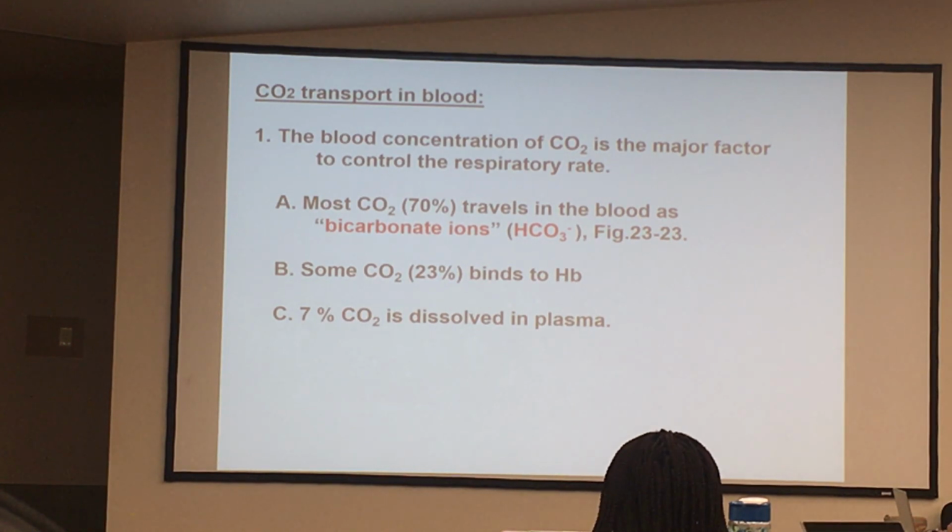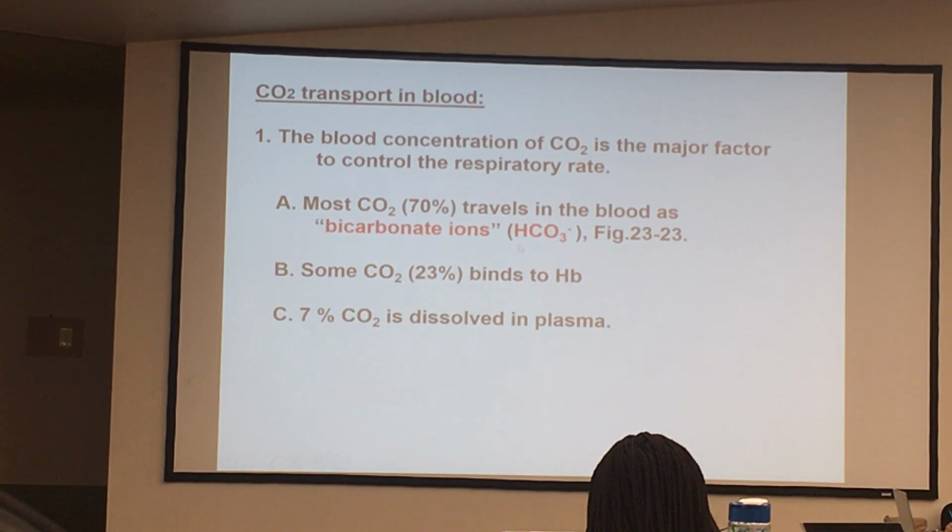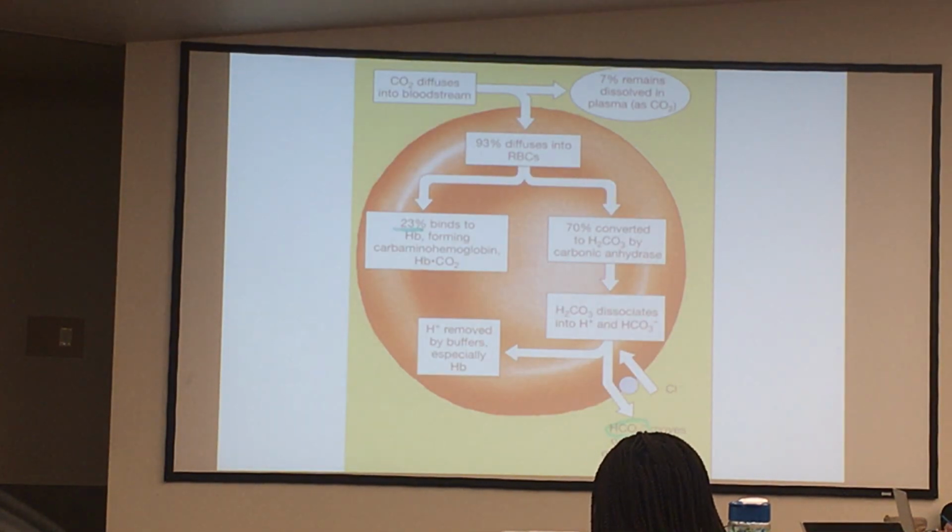CO2 transport is not by hemoglobin alone. It has three forms. 70% of it will form bicarbonate ion, and 23% of it binds to hemoglobin, binding to the alpha chain or beta chain, and 7% will directly dissolve in the plasma. Okay, so take a look at this. That's from an old textbook. The same thing.